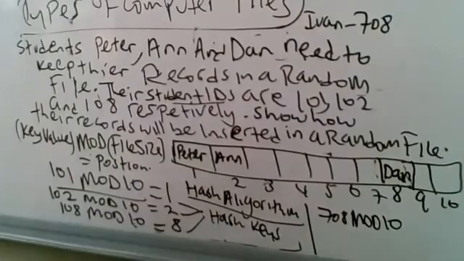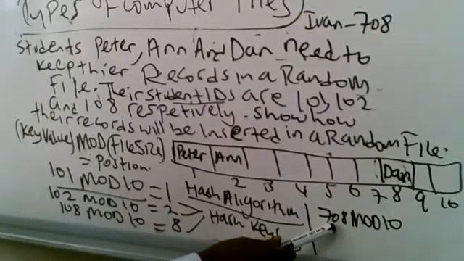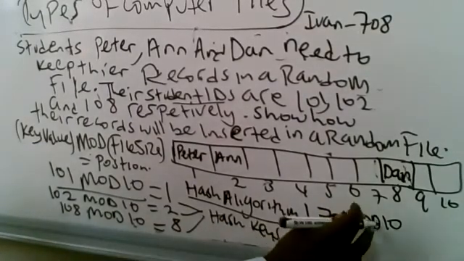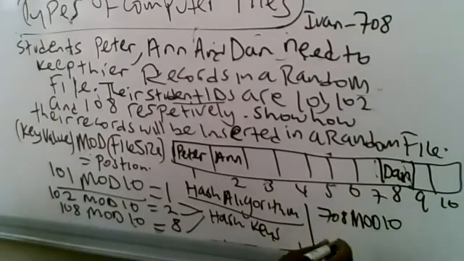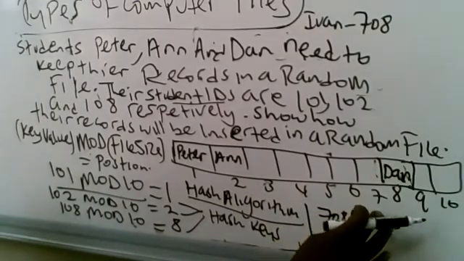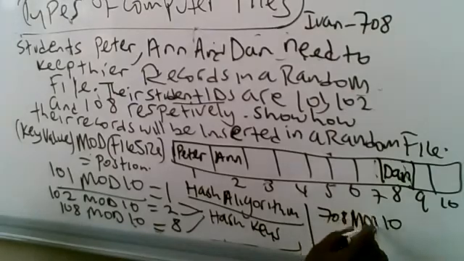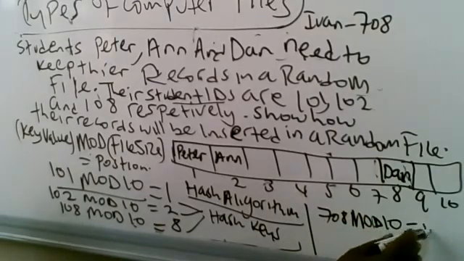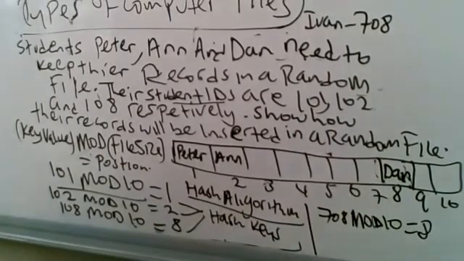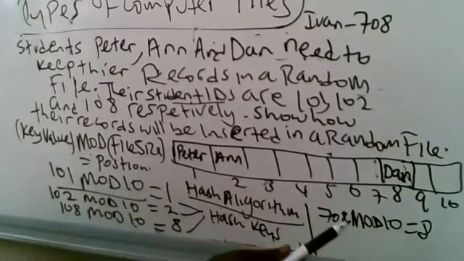This is what they use. They just get the key value divided by the size of the file, then the remainder is the position. So here, 708 mod 10 gives us what? 8. Because if you divide 708 by 10, you get 70, remainder 8. So now here, the position is 8.